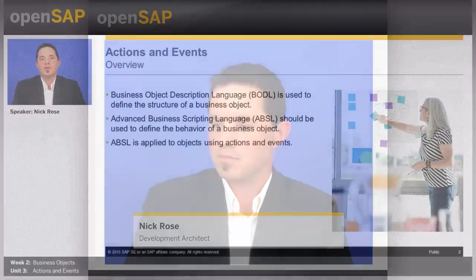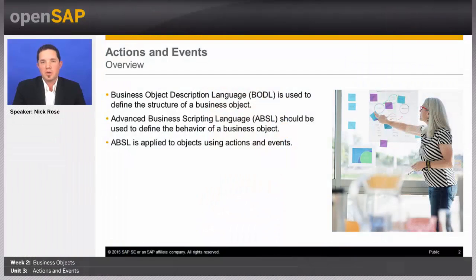So in Unit 1 of this week, we talked about what a business object was, and in the last unit we actually created one. To do this we used what's called BODL, the Business Object Definition Language. So this is really for defining an object. For actions and events, we're going to use what's called ABSL, the Advanced Business Scripting Language. This is the other set of language in SAP Cloud Application Studio to be able to define actions and behavior that we can associate to particular business objects.